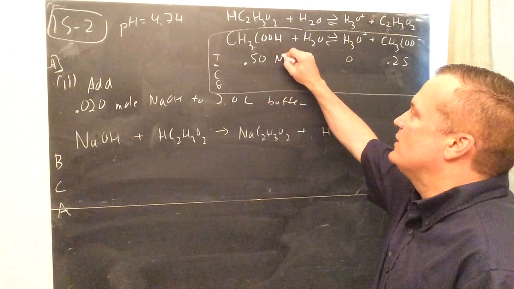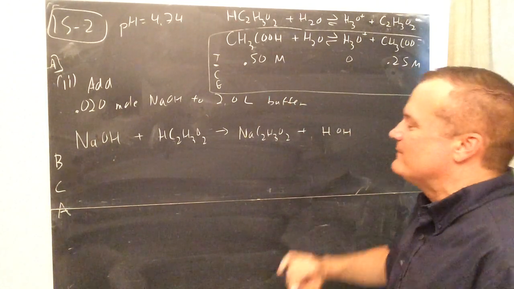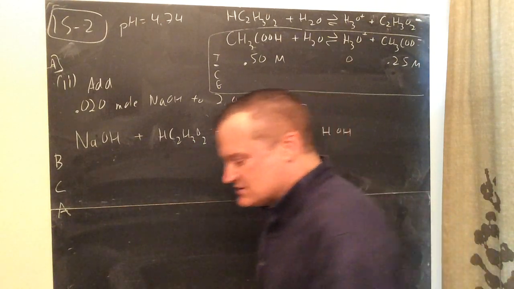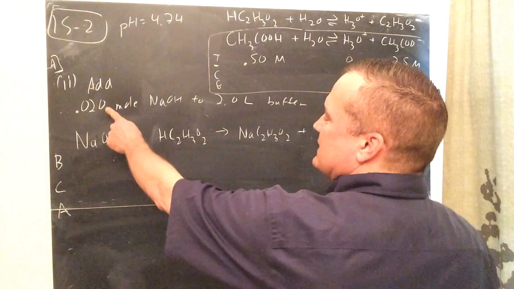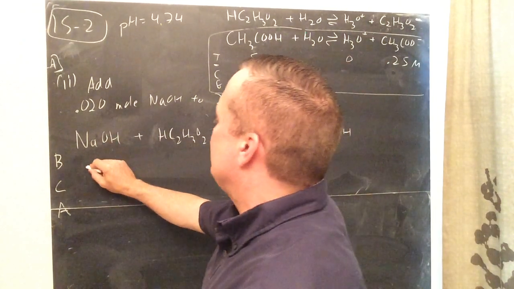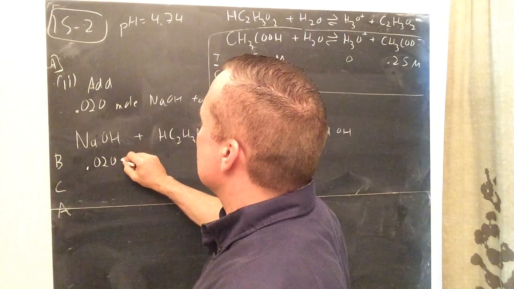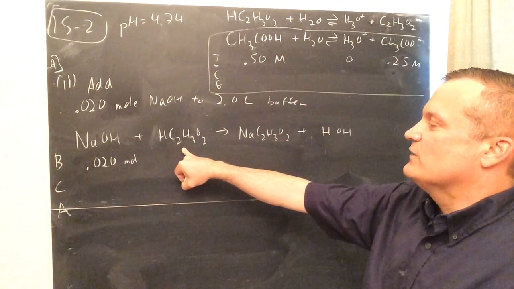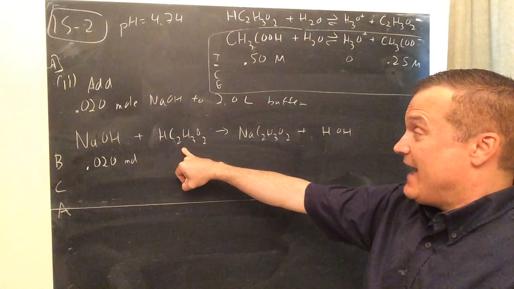In an ice box, I always put molarities in them, but I don't label them. But in this, I only want to put moles. Just want to do something to be consistent, to be careful with it. I'm going to add 0.020 moles to 2 liters of the buffer. So that means I'm going to add 0.020 moles of NaOH. But then how many moles of this will I have? That's going to take a little bit of math.